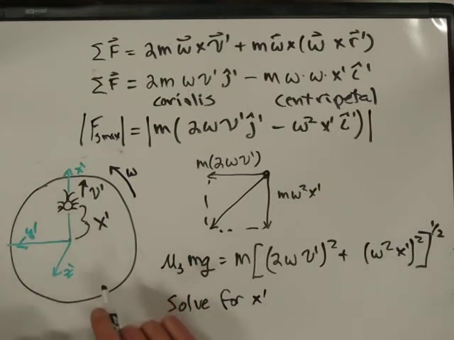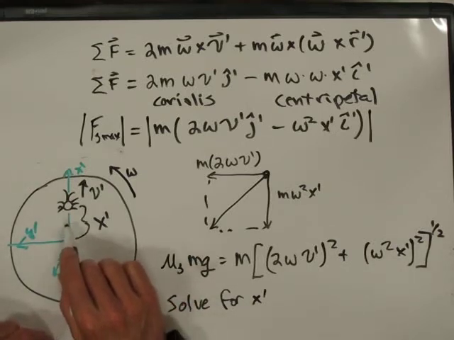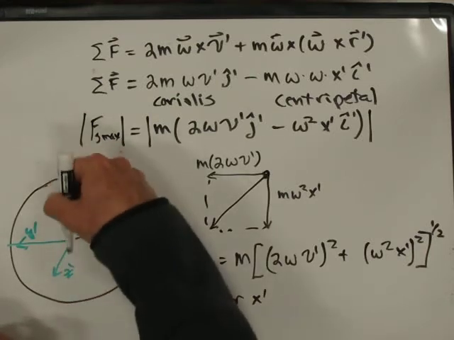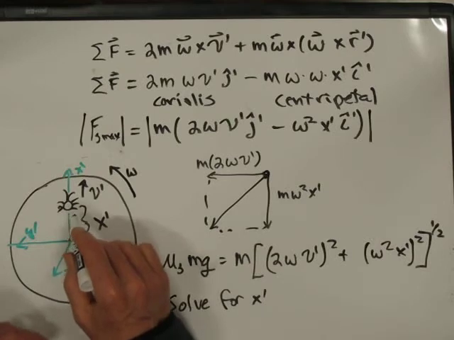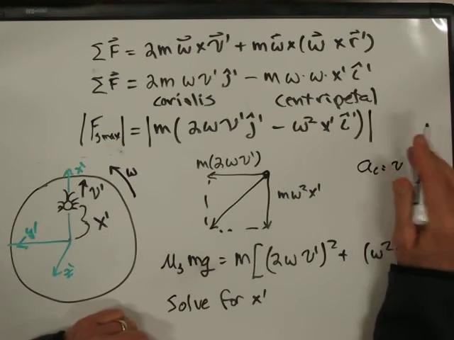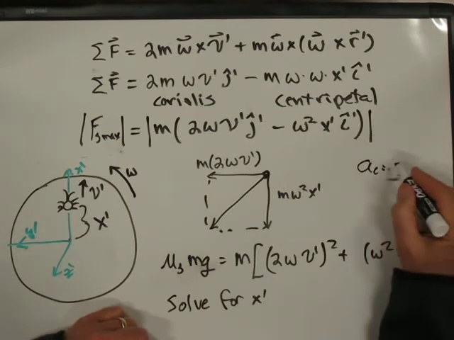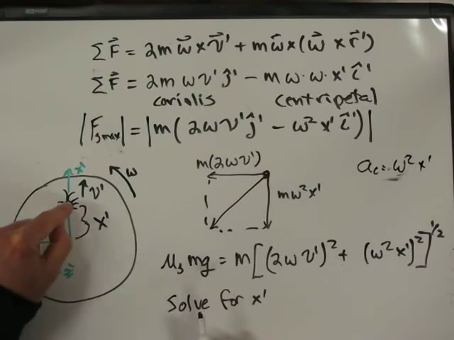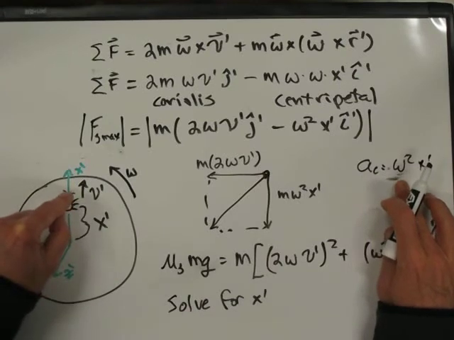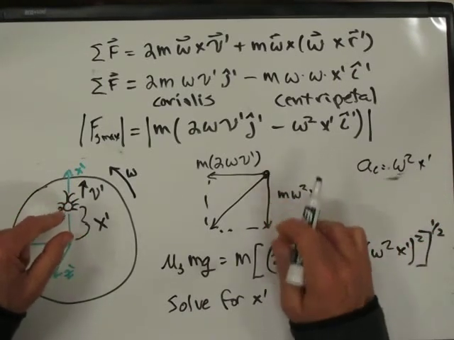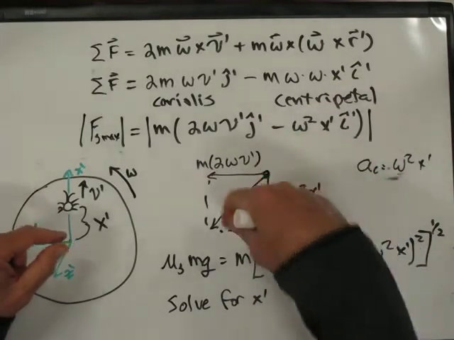So let me just say a couple of things about this before we get done. As the bug crawls outward, first of all, we know that the centripetal acceleration is increasing because a sub c, just for a rotating bug, is omega squared r, right? And so as it goes out, it's going faster, and its r is bigger. Sorry, the omega is staying the same, but its x prime is increasing. So we know it's got a greater centripetal acceleration the farther out it goes, and so that's what tells us that there's an acceleration this way.